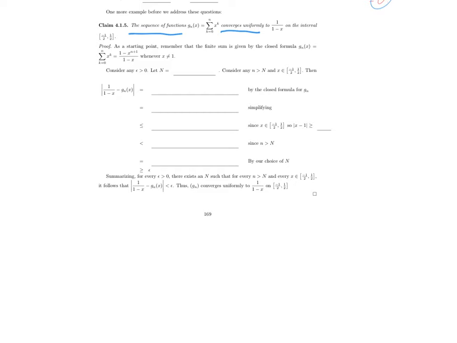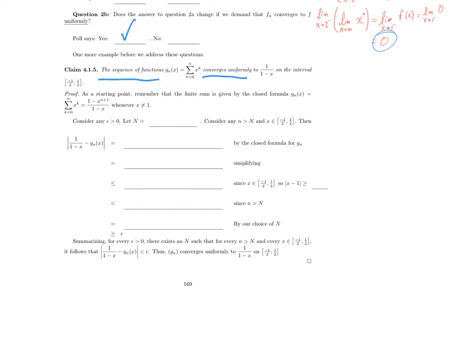Hello students. So there's just one last thing that I want to do. I want to prove that this sequence of functions converges uniformly, in order to give you an example of proving that a sequence of functions does in fact converge uniformly. So claim 4.1.5: the sequence of functions given by g sub n of x equals the sum from k equals 0 to n of x to the k converges uniformly to 1 over 1 minus x on the closed interval from negative a half to a half.